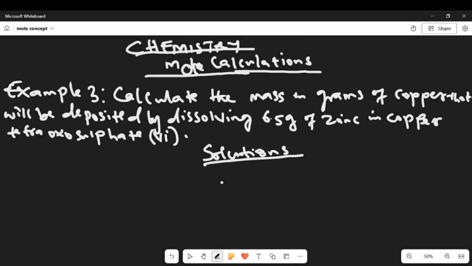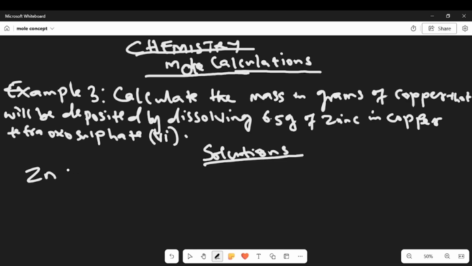All right. Let's solve the third question. Calculate the mass in grams of copper that will be deposited by dissolving 6.5 grams of zinc in copper tetraoxosulfate VI. So the first thing to do is to react.